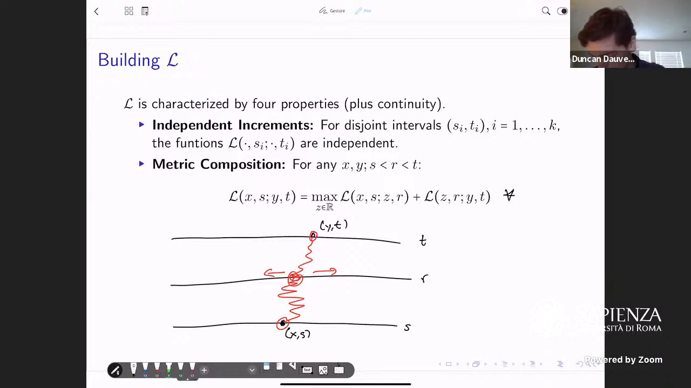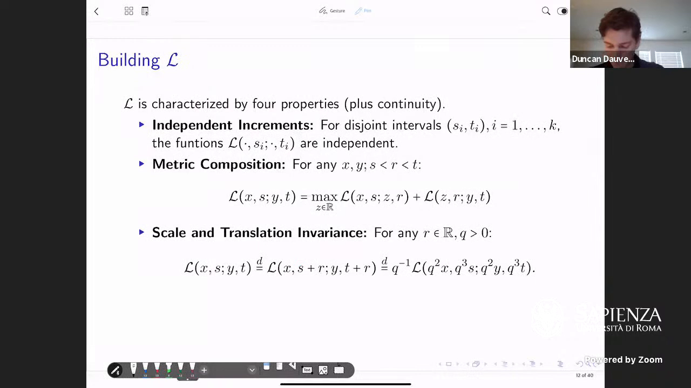Okay. And if you combine independent increments plus metric composition, it gives you in some sense a strong structure for the joint distribution of all increments in the directed landscape. Because if you filter down to the level where your increments are disjoint, then they're going to be independent and you can build up all increments beyond that using this metric composition. So really the key is just establishing what's going on from one time slice to the next time slice. So from time A to time B.